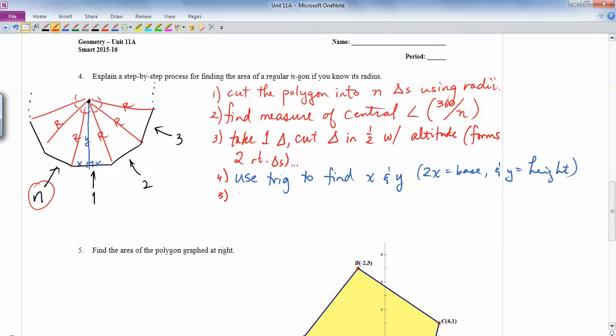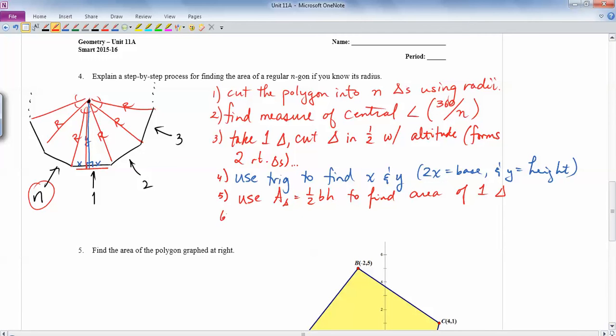Then we found the area of the triangle. So once we had the base and the height, then you can just use the formula for area of a triangle. Use area of triangle equals 1/2 base times height to find the area of 1 triangle. But then remember, in the previous problem we had 5 of them, so we had to multiply by 5. In this one we have n of them. So multiply area of triangle by n to get area of the whole polygon.